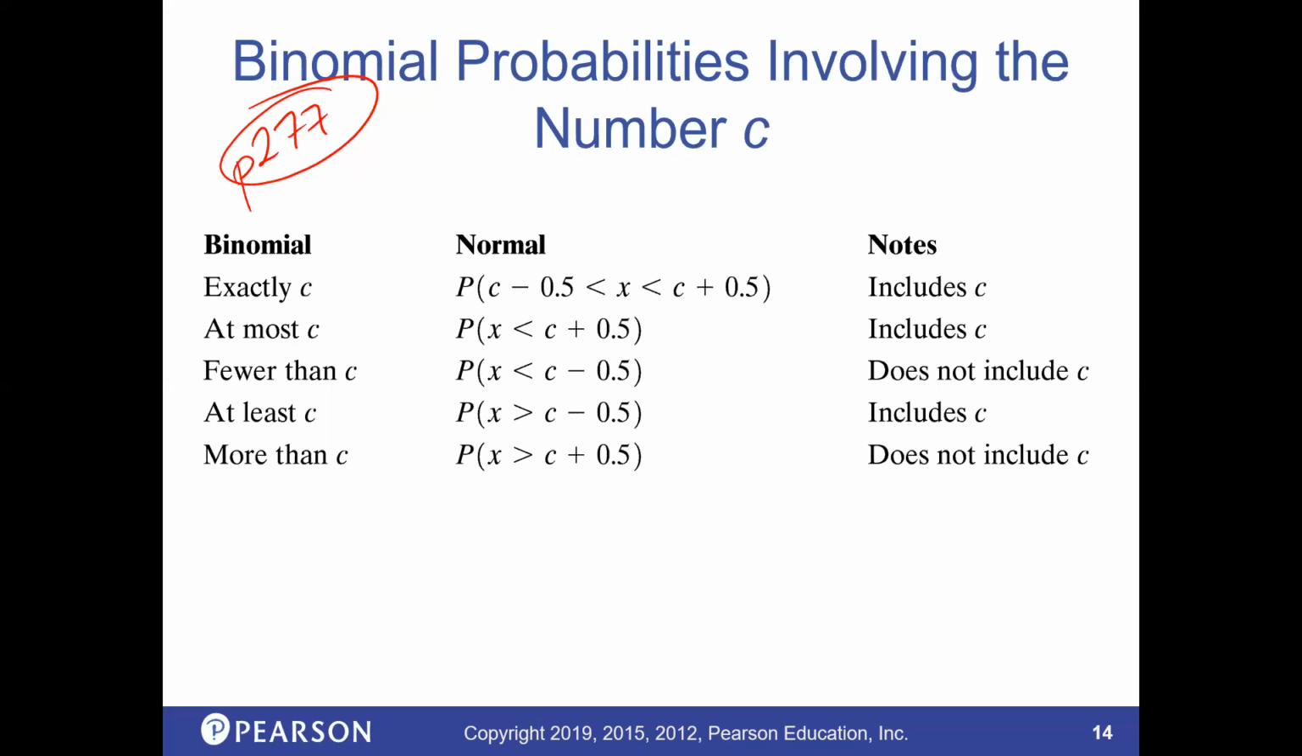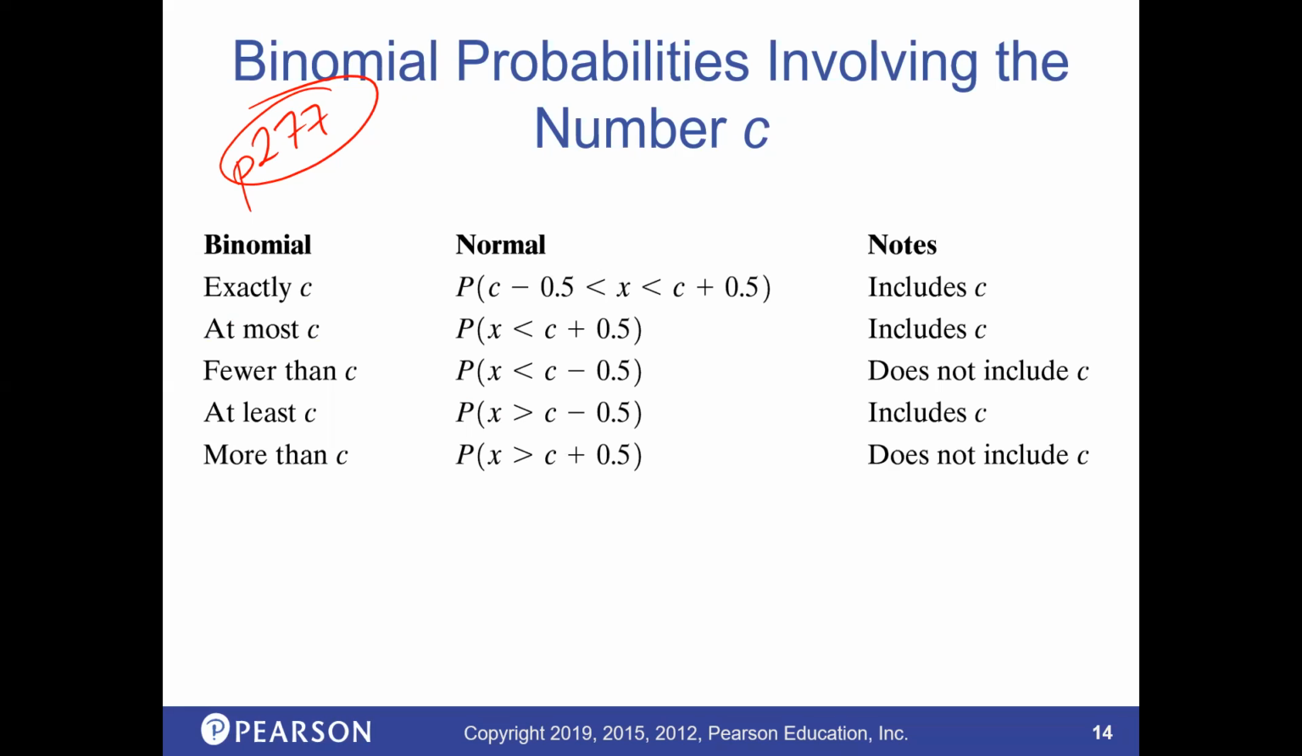So if you say find exactly C, what we do is we just find the border between C and, so we go up and down a half unit. If you say at most C, I want at most 36 successes or 63 successes, that means you do want to include the C. That means it includes the value. But if it says fewer than, just like number 3, fewer than 63 successes, notice you don't include the C because you want to go less than the number.